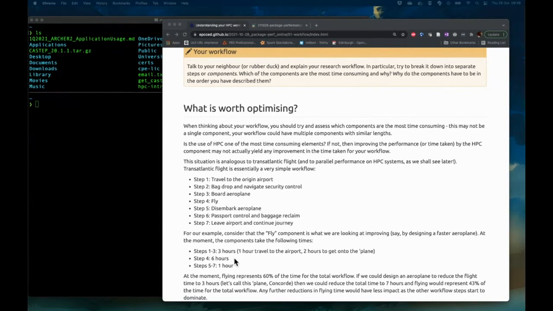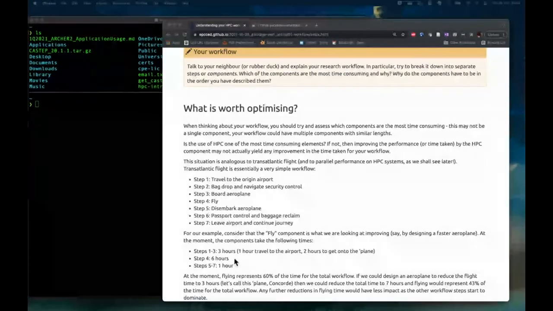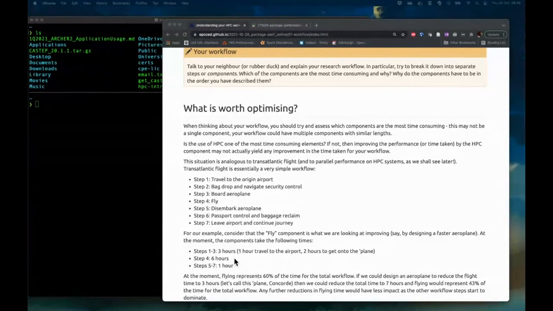It depends where in the US you're going exactly, but say 6 hours in this case. And then it's usually a bit quicker getting off, though navigating passport control could be quite variable, depending on when you hit the airport and how many other airplanes have landed at the same time. So it may take 1 hour, say. So at the moment in this workflow, flying actually represents 60% of the time for the total workflow. If we designed an aircraft that reduced the flying time to 3 hours, for example, Concorde, then we reduce the total time to 7 hours, and flying only represents 43% of the time for the total workflow.